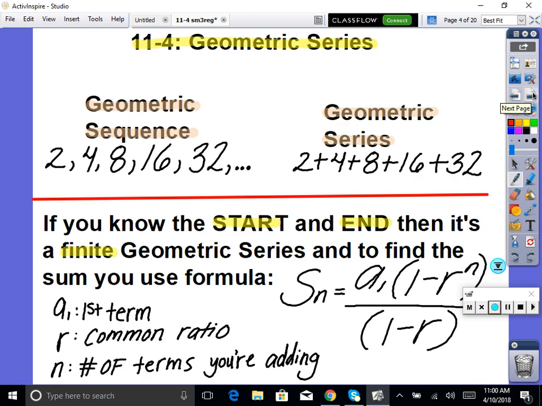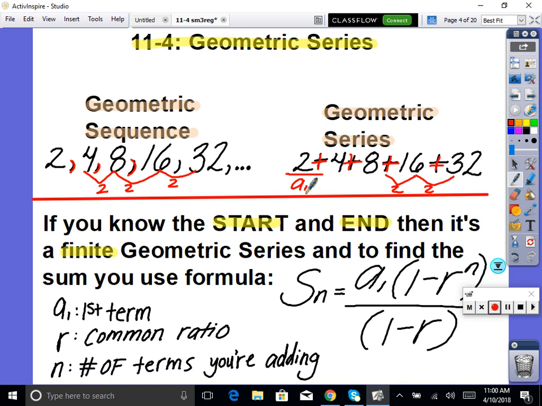Okay, moving on. So we're going to do the same thing with geometric series that we just did with arithmetic. So just a reminder, a geometric sequence would look like this. There's a common ratio. This divided by this is 2. This divided by this is 2. This divided by this is 2. It's a sequence because it has commas. Now right here is a geometric series because now we have addition signs, but also we have a common ratio of 2.